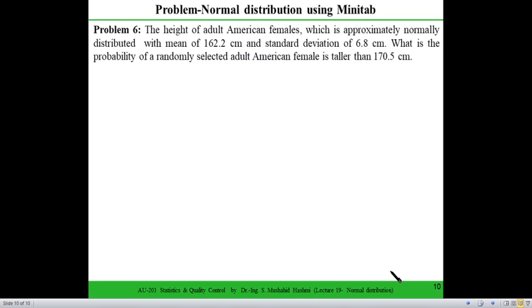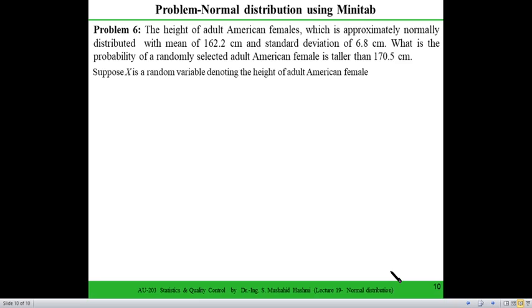Okay, let's say now we have another problem which we will do using Minitab. I will just show you. Let's say this is the height of adult American females, which is assumed to be approximately normally distributed with a mean value of 162.2 and a standard deviation of 6.8. So we know that height can take any value, and it is a continuous random variable, and it is given in the problem that it is normally distributed, and the parameters are given.